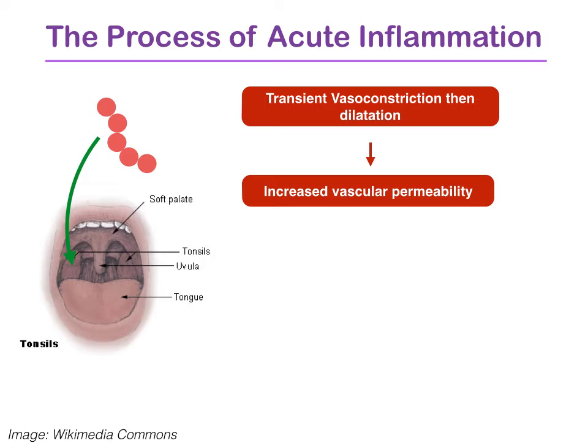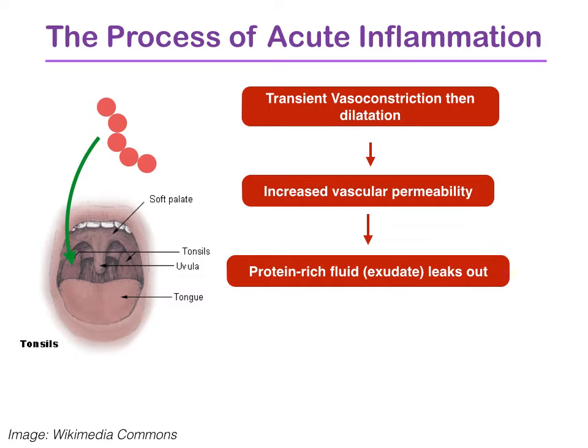What then follows this is that they become more permeable. And normally we manage to keep big proteins like albumin in the blood. But what happens is, because the vessels become more permeable, the proteins leak out, and where protein goes, water will follow, because it will change the osmotic pressure.